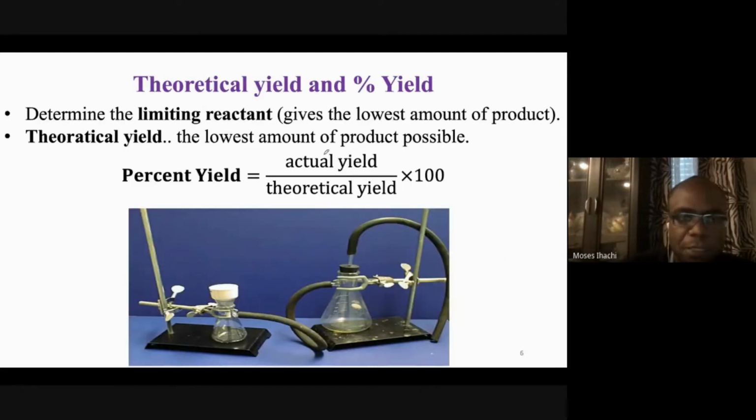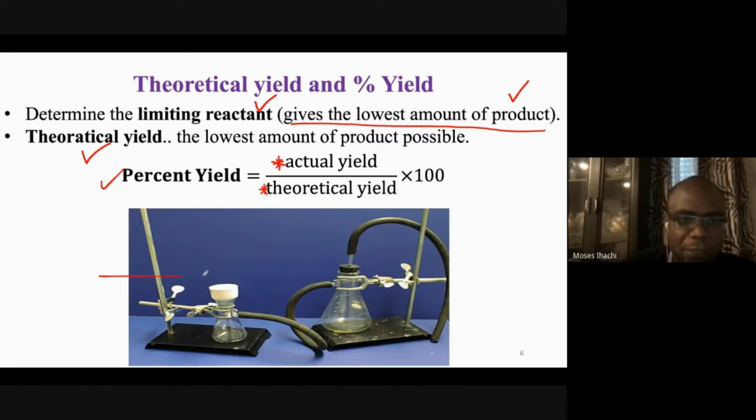Oh, before that, let me review. The limiting reactant must be found before you find the theoretical yield. The limiting reactant gives you the lowest amount of product possible if errors were not encountered, if you did everything perfect. Okay, and then to find the percentage yield, you'll have to use the actual mass obtained from your experiment and then divide by what you expected to get if there were no errors, times 100.